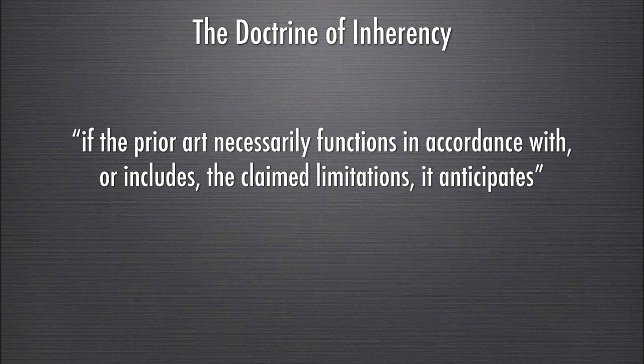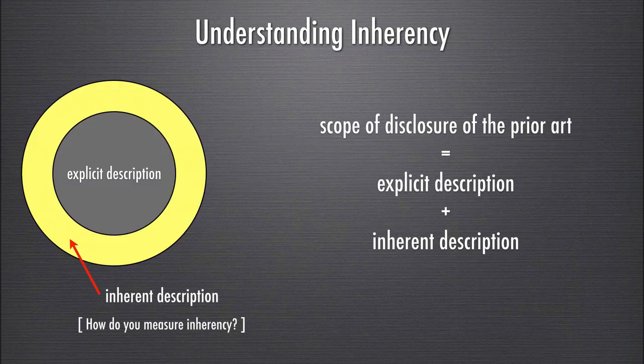A piece of prior art can anticipate your claim even though every detail of your claim is not included in the piece of prior art, as long as it's inherently there, right? And what we mean by inherently is if it necessarily functions in accordance with or includes these claim limitations it anticipates, right? So understanding this can be a little bit complicated, but I think it's best to think about it this way, right? So assume on the left here we have an explicit description, right? I have a paper, right? A scientific journal paper that describes a new plow for snow, right?